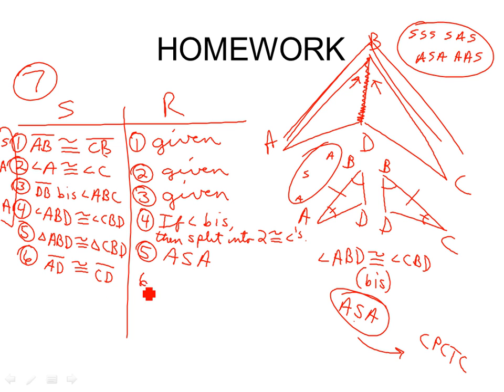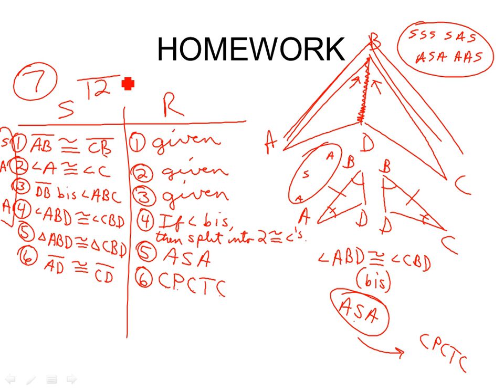And the reason for that is CPCTC. What's that mean again? Corresponding parts of congruent triangles are congruent. Sides. 12 points on the test.